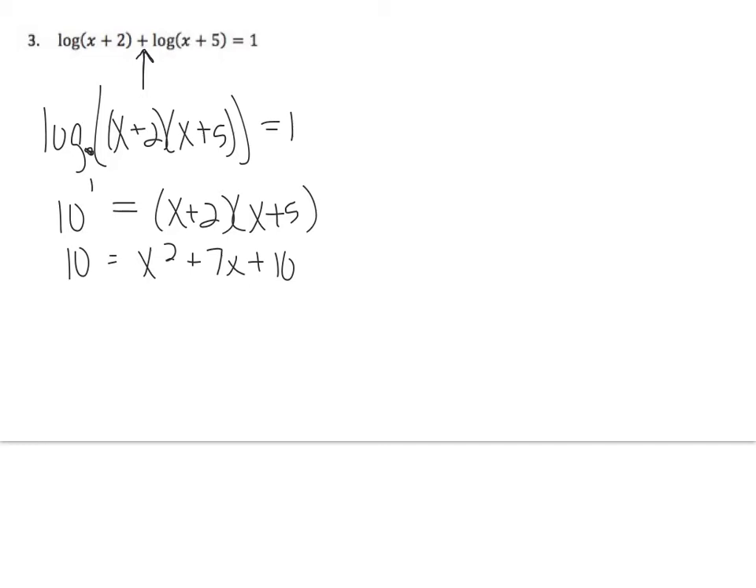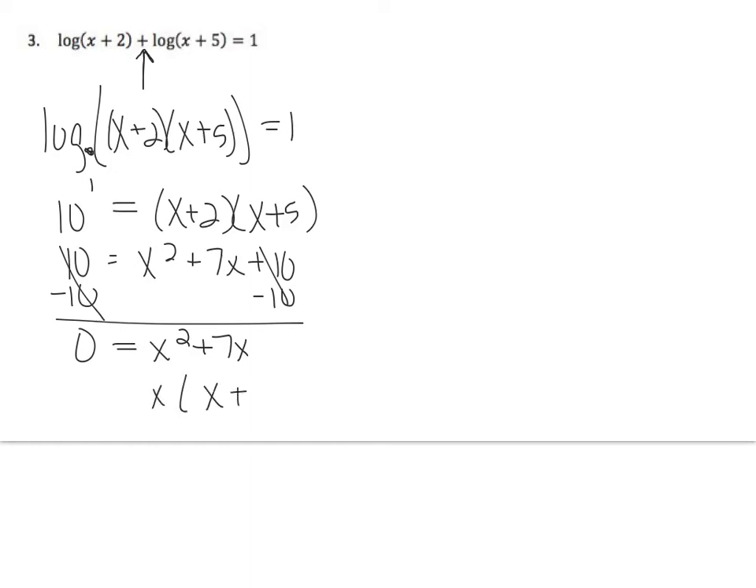I've got 10 on both sides. Zero equals x squared plus 7x. I could factor out an x. X plus 7. Therefore, I can solve. I've got x equals 0 or x equals negative 7.